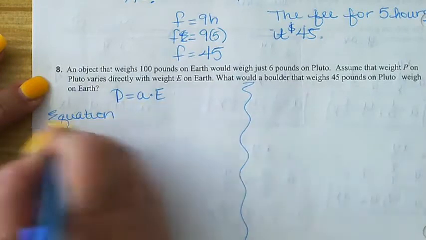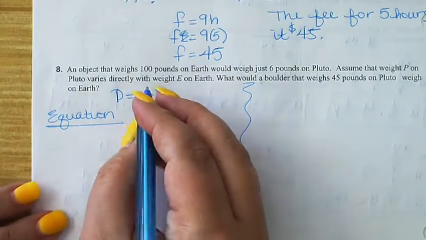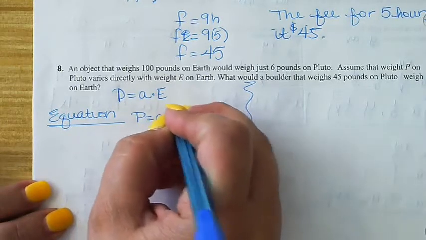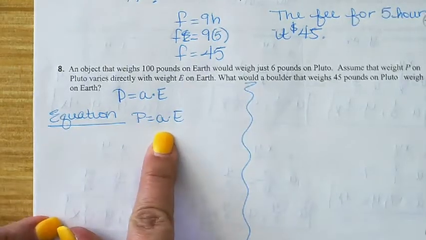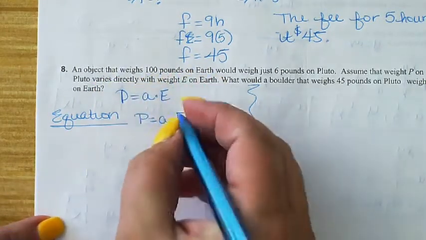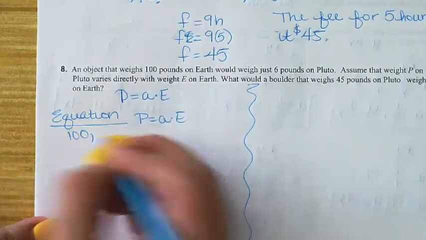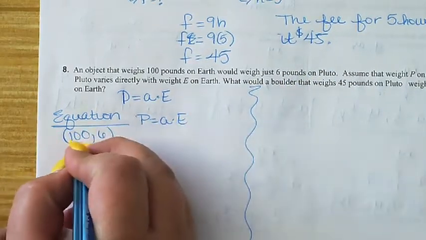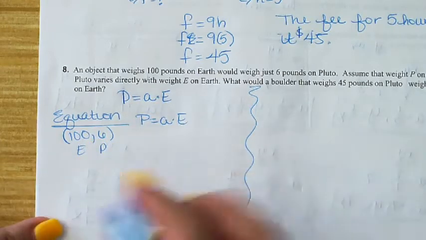Okay, so you could use this equation, and we know that the weight on Pluto is going to vary directly with the weight on Earth. We also know that something that weighs 100 pounds on Earth weighs only 6 pounds on Pluto. So we have an ordered pair. This is Earth and this is Pluto.